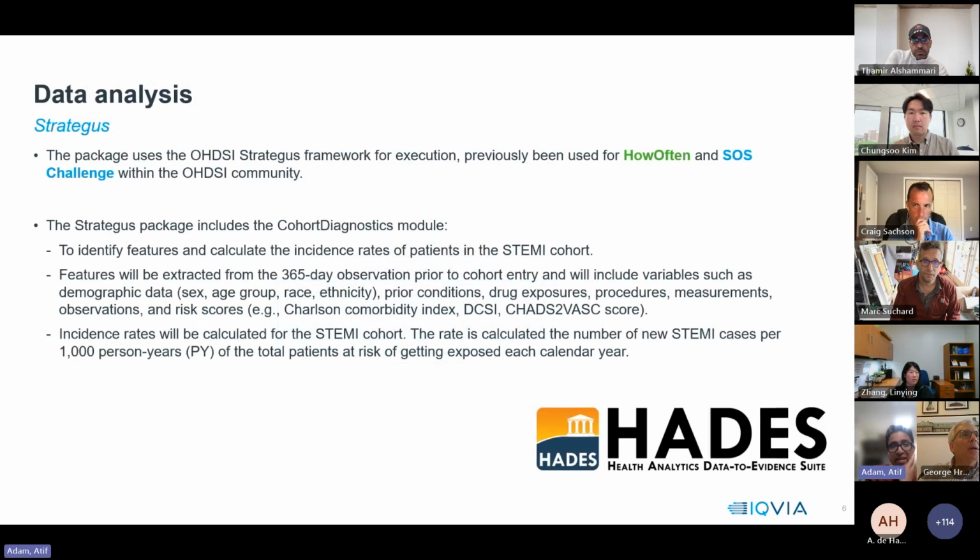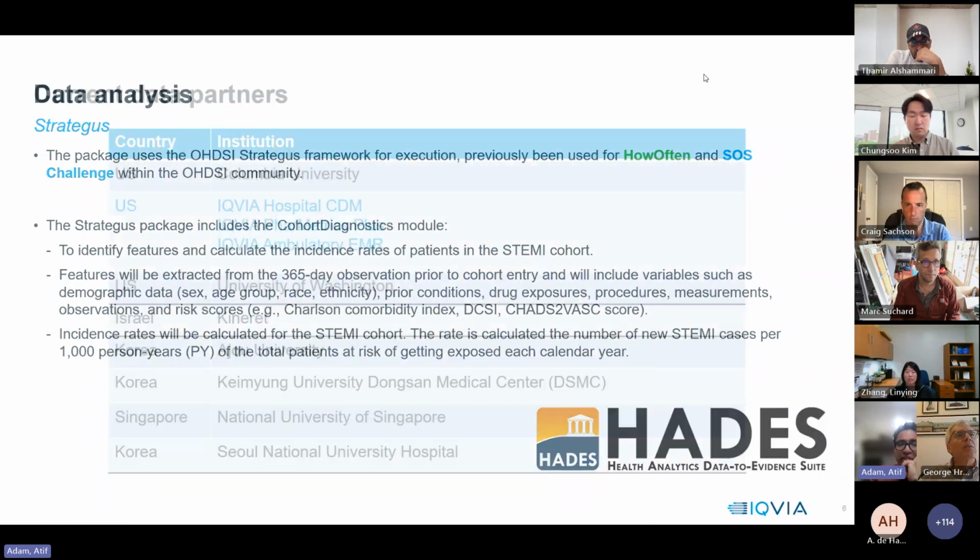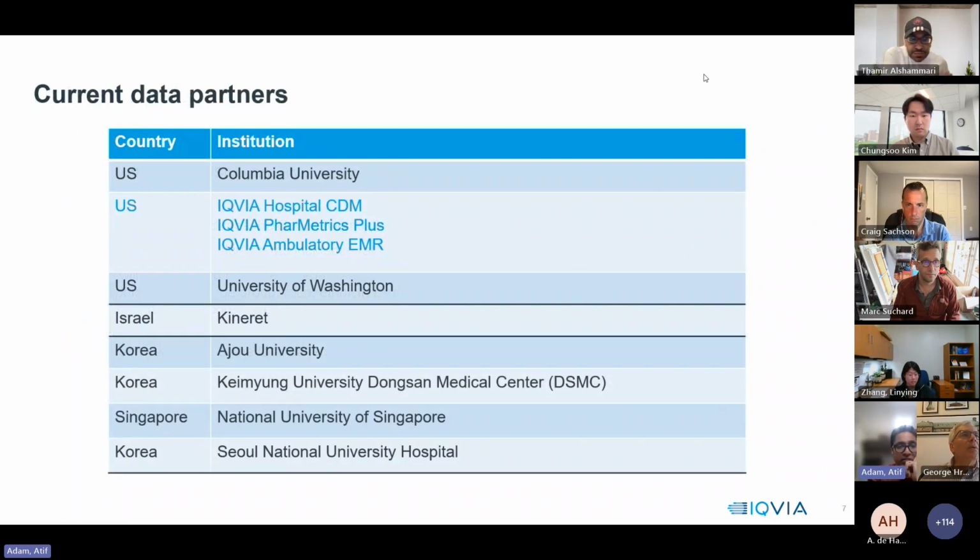Currently, Milu has been working extensively on using the Odyssey strategic framework and using two existing packages. And we're really looking at the cohort diagnostic module here just to better characterize all these patients that we have. Currently, in the launch that we had about 3 months ago, these are the partners that we've included. So we have 3 US partners: Columbia, University of Washington, and our internal IQVIA resources. We've had interest from Israel and quite a few partners in the APAC region as well.